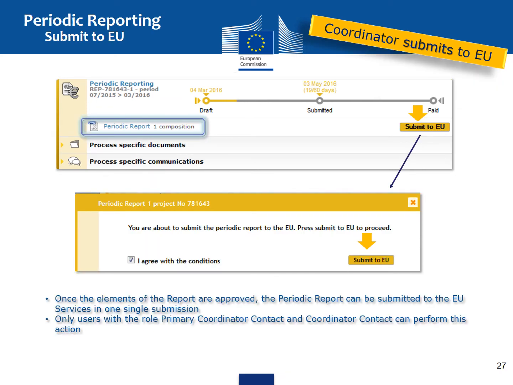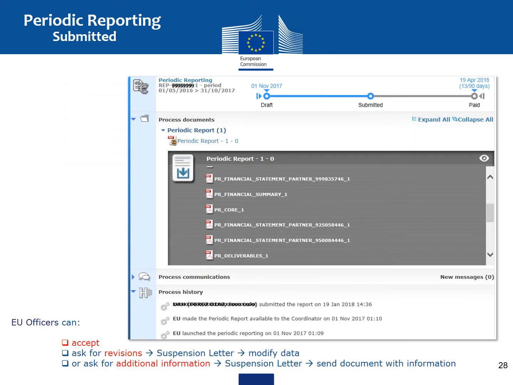So as you see here, the coordinator submits to EU and there will be a message, you're about to submit the periodic report to the EU. Press the submit to EU button and he will say, I agree with the conditions and submit to EU. As you see here, the metro line shows that it is now submitted. You can also see all the attachments as a PDF. And here the process history shows that the coordinator has submitted the report.